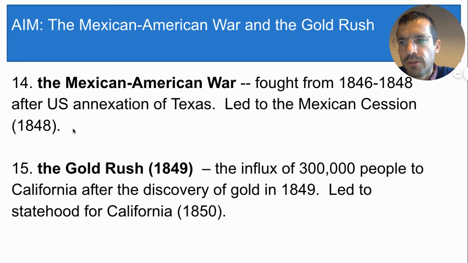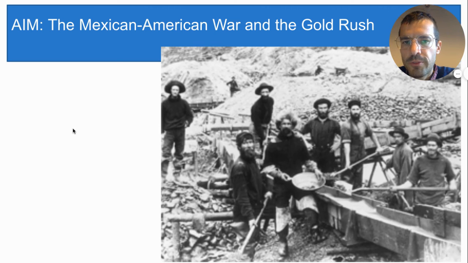Let's look at some pictures of the gold rush. Here are some 49ers mining for gold. 49ers were pretty much all men, mostly white Americans from the East who had come to seek their fortune. Most of them did not find enough gold to get rich, but a few did get wealthy by starting their own businesses in California and selling supplies to the miners.